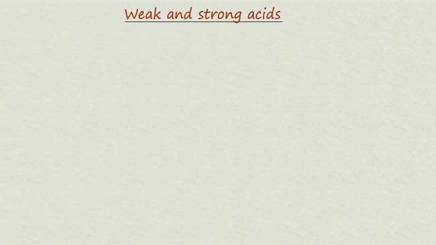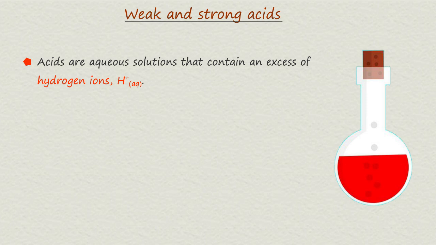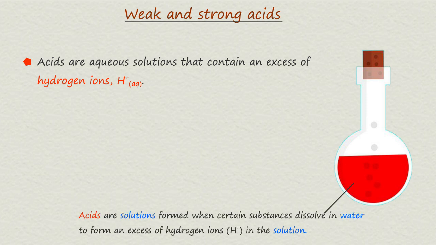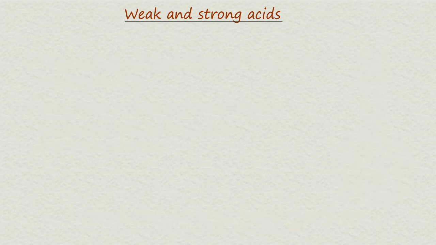Before we look at the reactions of carboxylic acids, let's have a quick reminder of the difference between weak and strong acids. Now acids are aqueous solutions, that is water with dissolved substances in them, and in the case of acids, the dissolved substances are hydrogen ions. It is the presence of hydrogen ions in the aqueous solution which gives acids their characteristic properties.